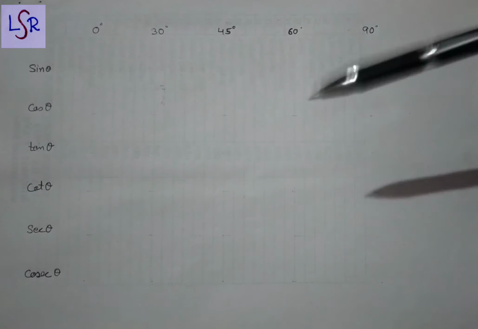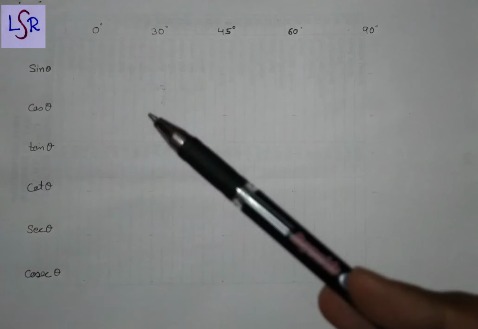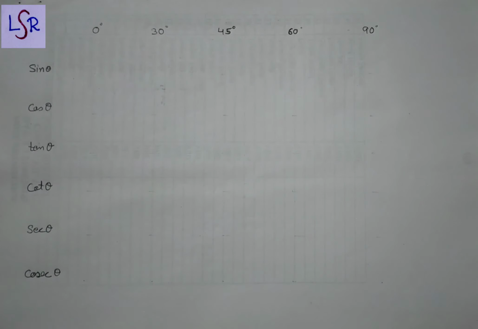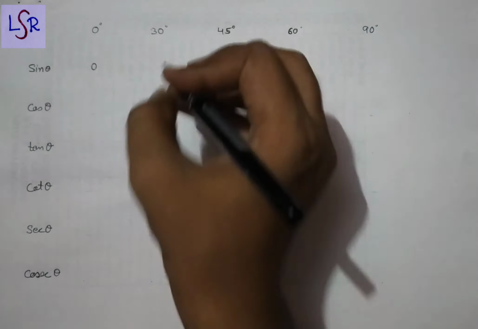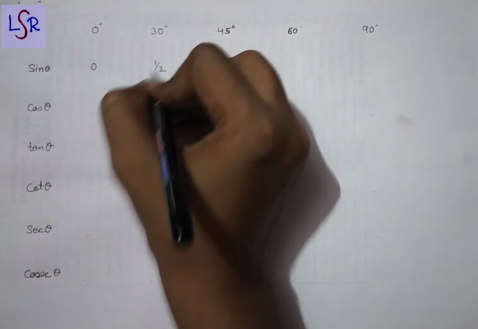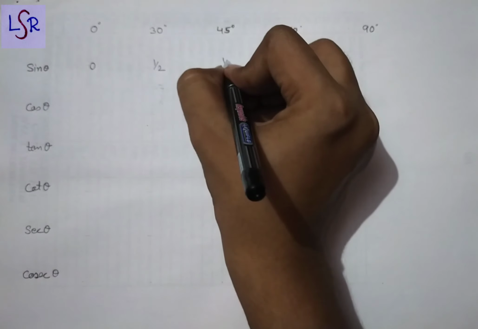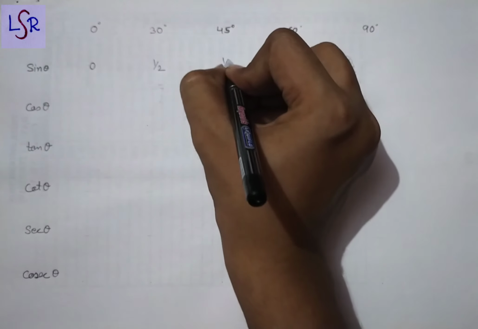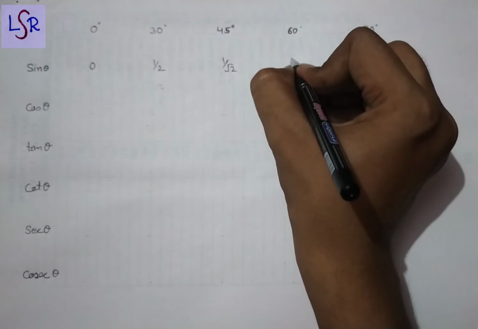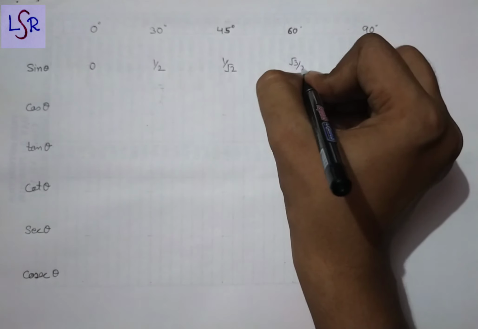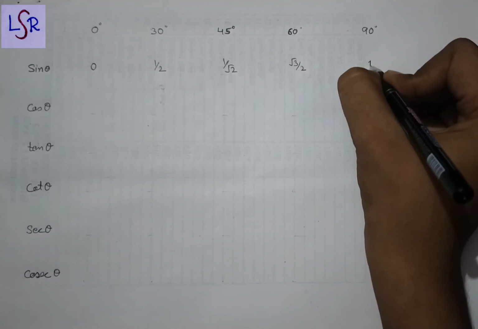Now here we have the trigonometric standard angle table. We have already found the values of 30, 45 and 60 degrees. Here we are adding 0 and 90 degrees. For the 0 degree, sin theta is 0, sin 30 is 1 by 2, sin 45 is 1 by root 2, sin 60 is root 3 by 2 and sin 90 is 1.